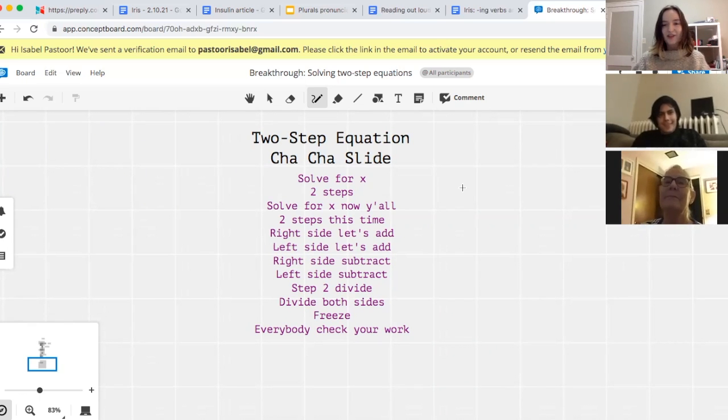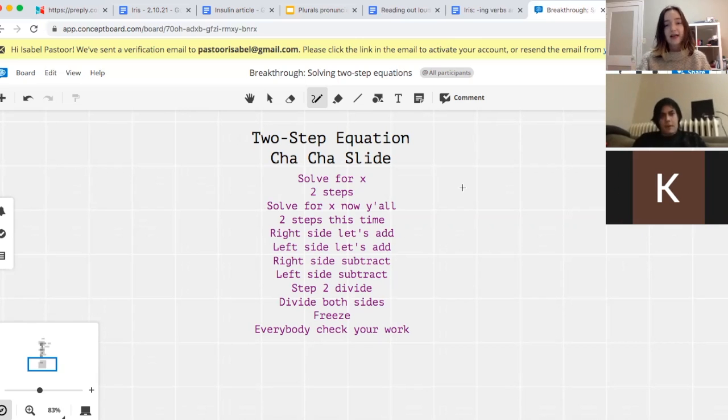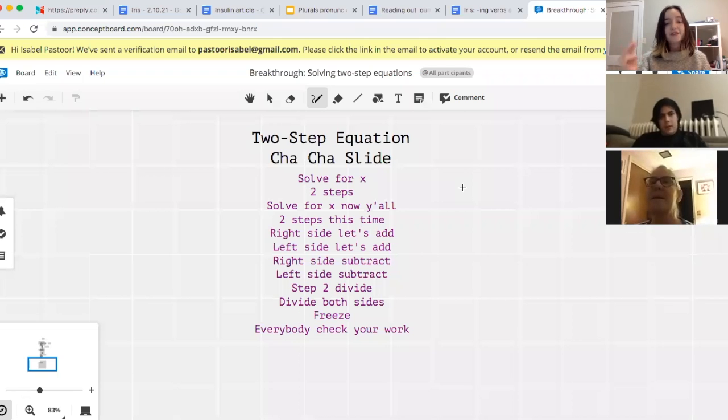Okay, all together. 1, 2, solve for x. 2 steps. Solve for x now, y'all. 2 steps this time. Right side, let's add. Left side, let's add. Right side, subtract. Left side, subtract. Step 2, divide. Divide both sides. Freeze. Everybody check your work. Yay!